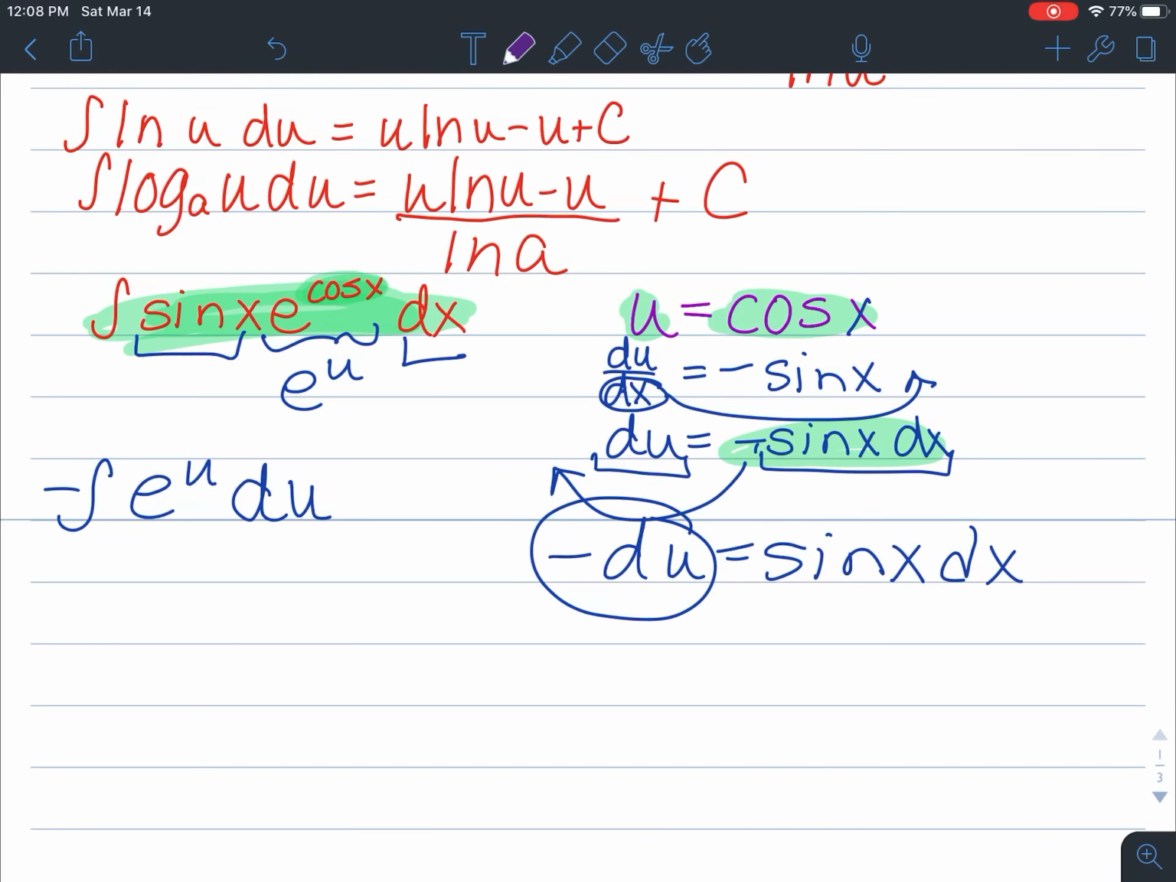Now we're ready to integrate e to the u. But what's the integral of e to the u? E to the u. Isn't that lovely? The negative is just going to drag down. Don't forget your plus c.